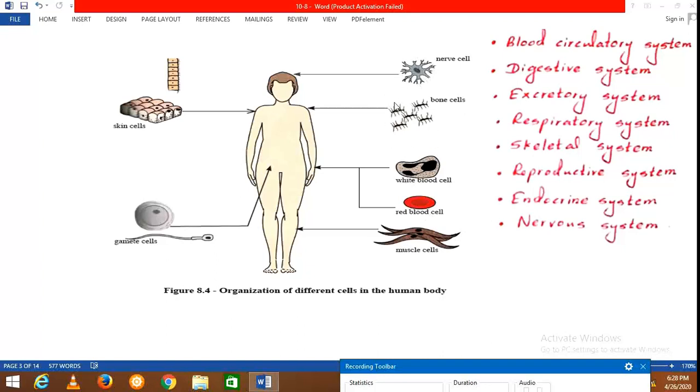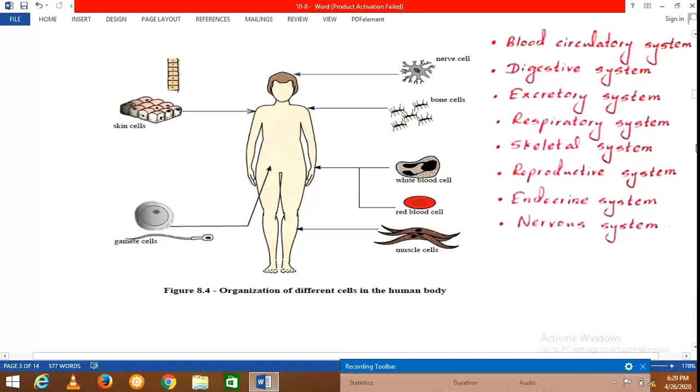And the skeletal system consists of bones, and there are muscles also, which help for the movements in the body. And in the reproductive system there are gamete cells, and the whole body is covered with the skin, which is an epithelial tissue, and this consists of skin cells or the epithelial cells. Likewise, there is a cellular level, tissue level, organ level, and system level organization in the human body as well.